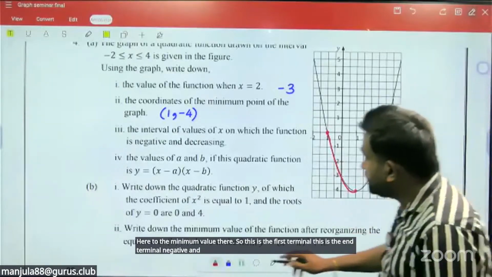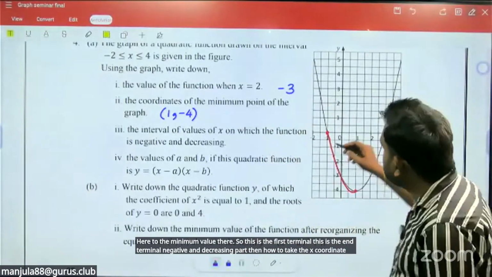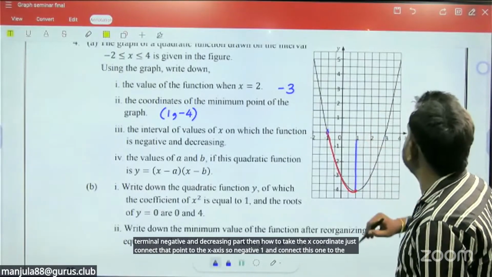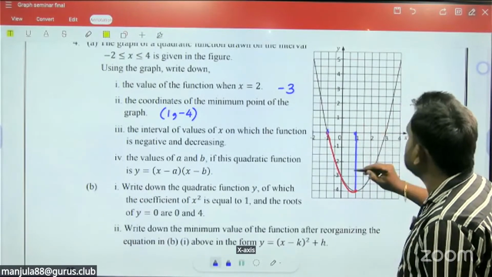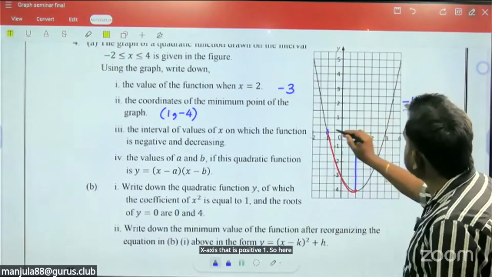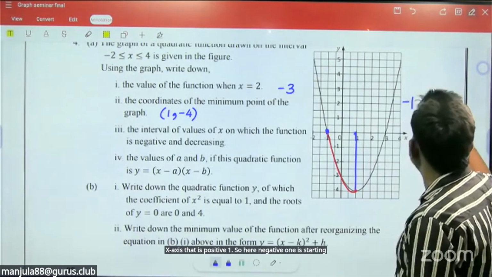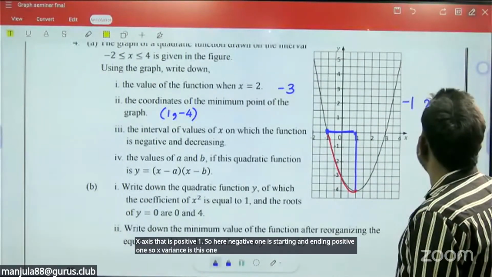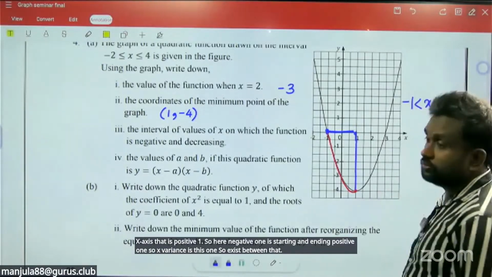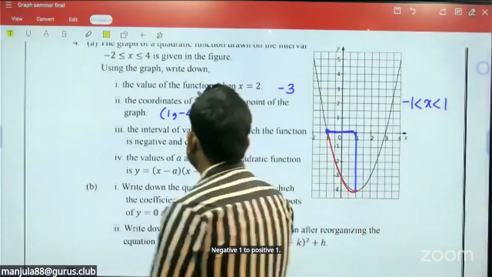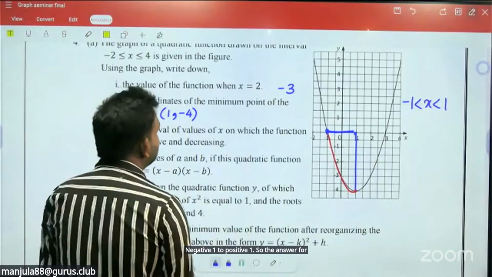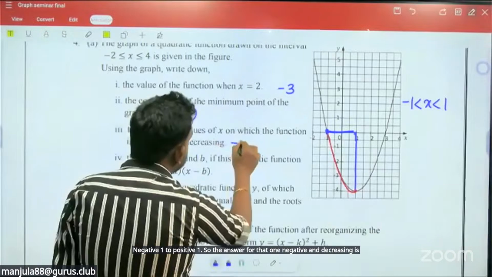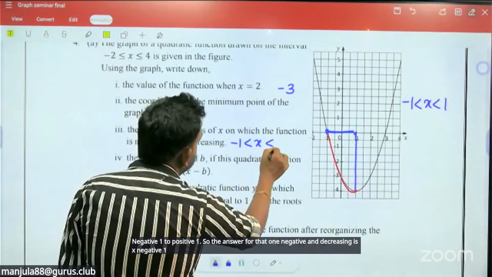Then how to take the x coordinate? Just connect that point to the x-axis. So -1, and connect this one to the x-axis, that is positive 1. So here negative 1 starting and ending positive 1. So x varies between negative 1 to positive 1. So the answer for negative and decreasing is the x range negative 1 to positive 1.